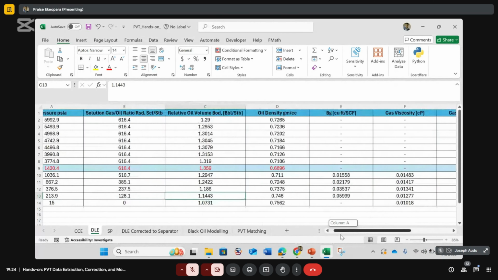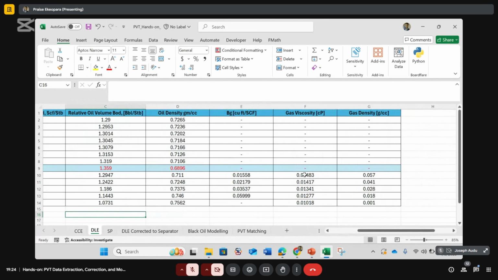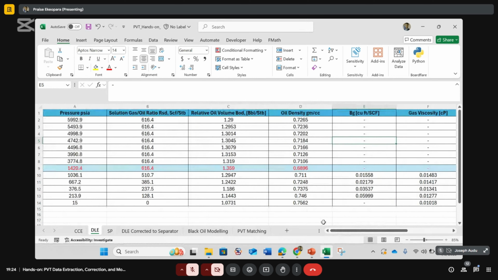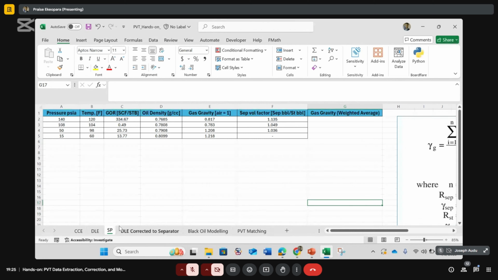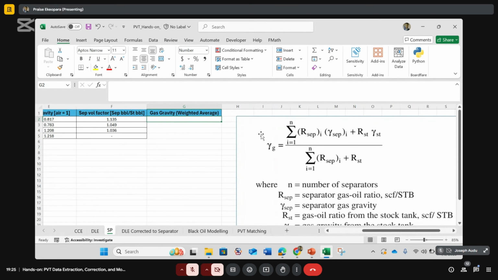For this differential liberation, we don't usually make any correction to it, right? It's just like a chunk of information that we are going to extract information from. But it will be at the separator that we are going to make some corrections. At the separator, we are going to extract information, and that information is our gas gravity. And we usually calculate this gas gravity by using the weighted average method.